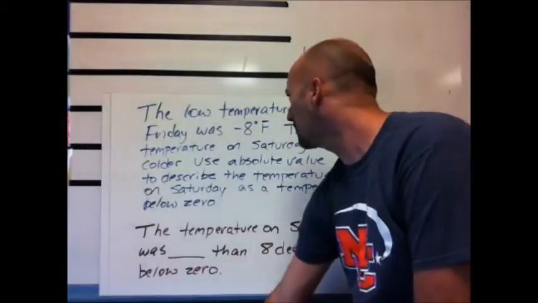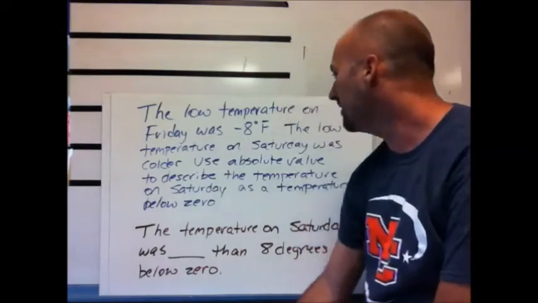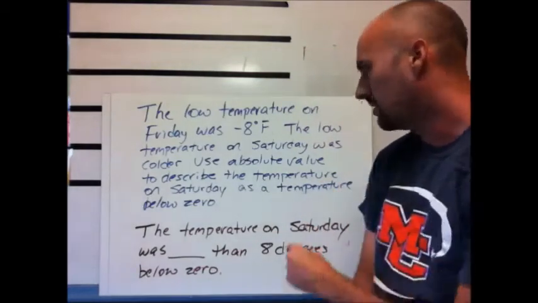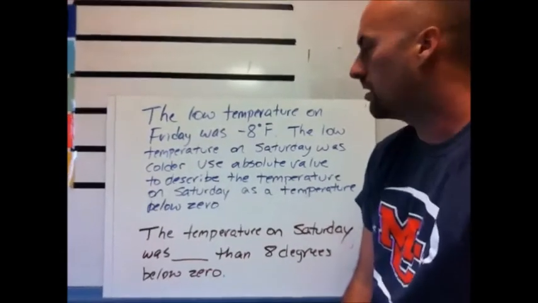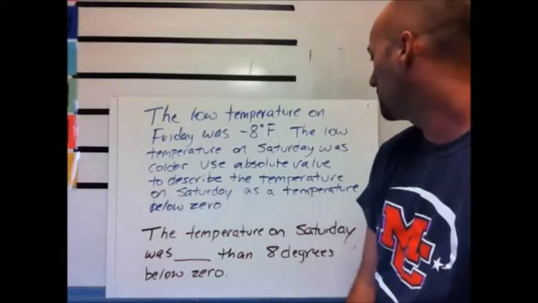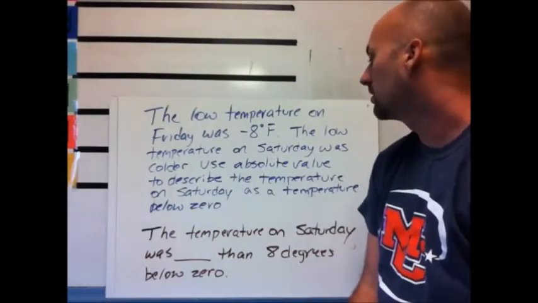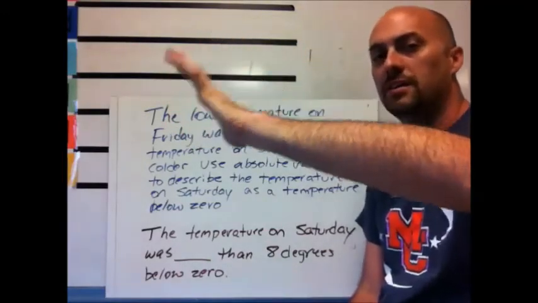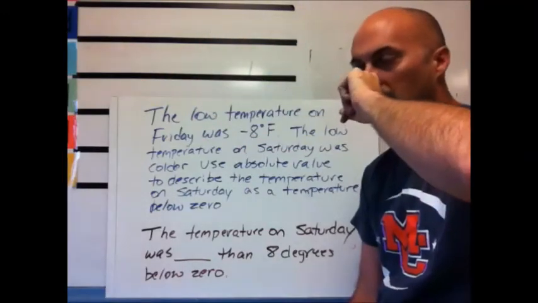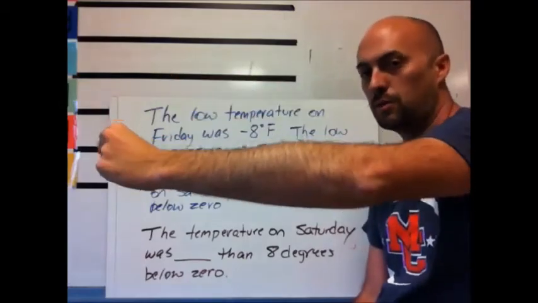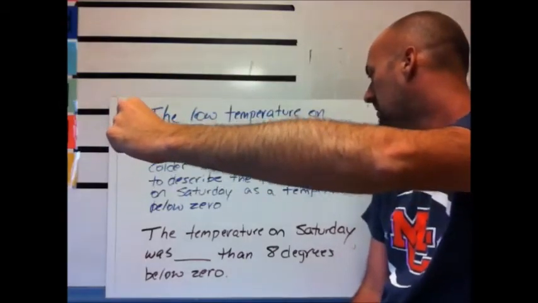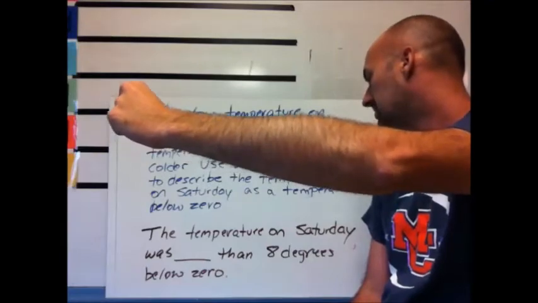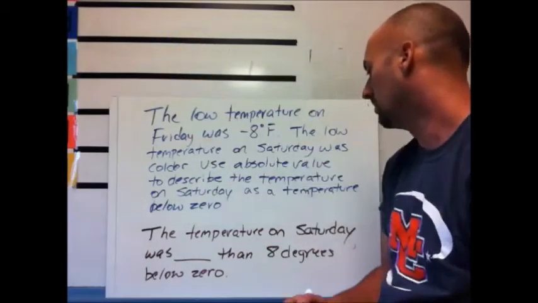All right, the low temperature on Friday was -8 degrees Fahrenheit. The low temperature on Saturday was colder. So let's start thinking about what that means. Friday, -8 degrees Fahrenheit. On Saturday, it got colder. Use absolute value to describe the temperature on Saturday as a temperature below zero.